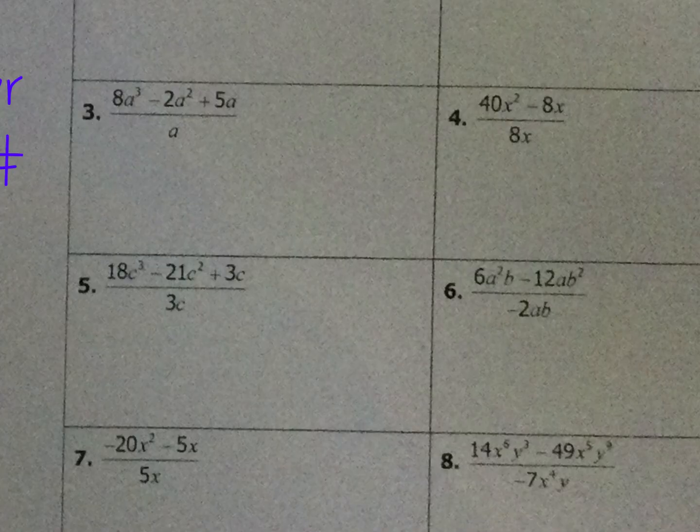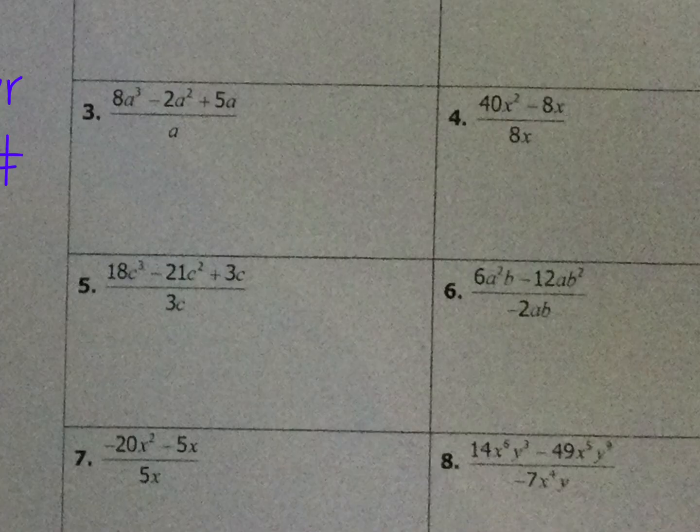In example 1, everything is being divided by 4n. So I'm going to take my 8n squared, and I'm going to divide it by 4n. Then I'm going to put my minus, and then I'm going to say 36n divided by 4n. Okay, so I'm going to put a little 1 here.